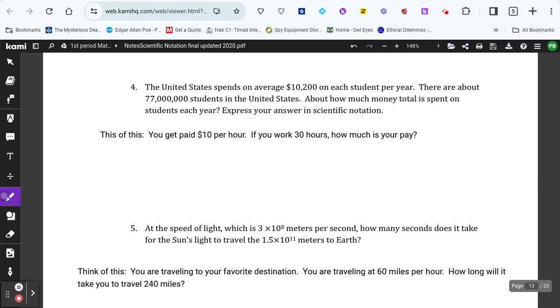Okay, so you're going to think of this. All right, you get paid $10 an hour, just like the school gets that much money for each student. And then you work 30 hours. So how much money would you make? So you get paid 10 every hour. You work for 30 hours. So you're going to get $10 30 times. So you multiply.